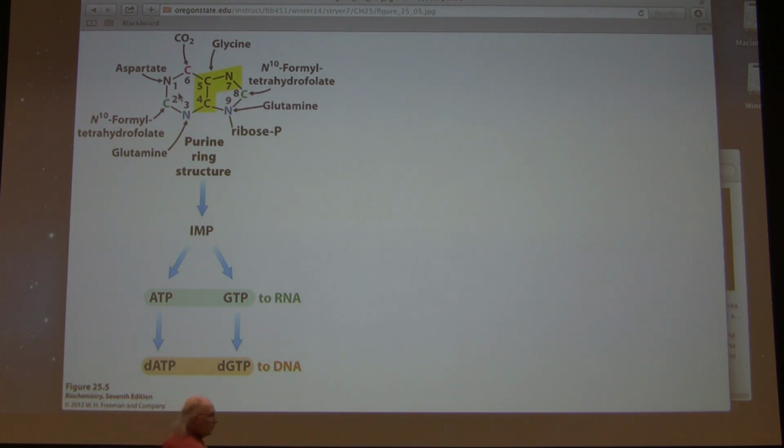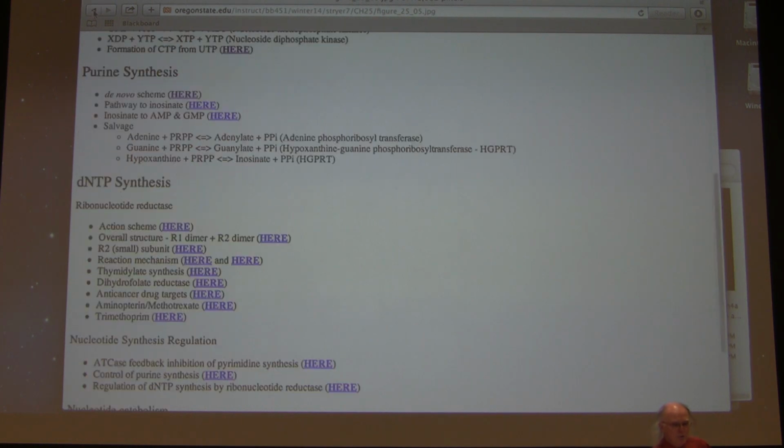The ribose, of course, is abundant in cells, and it comes as PRPP. We saw that in the synthesis of pyrimidines, and it's actually a starting point for the synthesis of purines. So we start with PRPP as a way of making the purines. So let's go through that process.